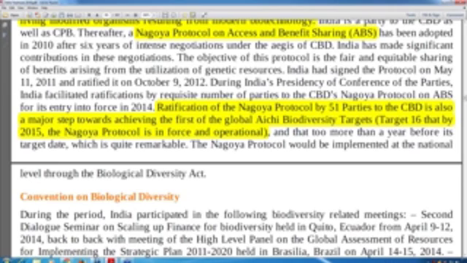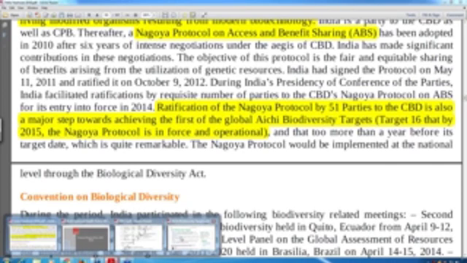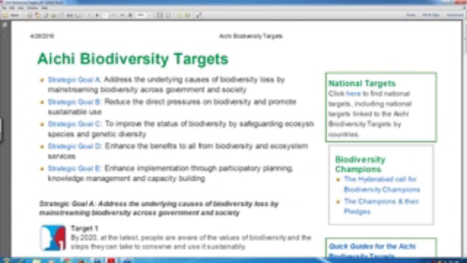So if UPSC changes it, you will think, what are the Aichi biodiversity targets? I don't know. And you will also get confused regarding what the Nagoya Protocol is actually looking at. Can you see? Completely factual. And if asked, it is very difficult for us to answer. So I'll tell you what these Aichi biodiversity targets are.